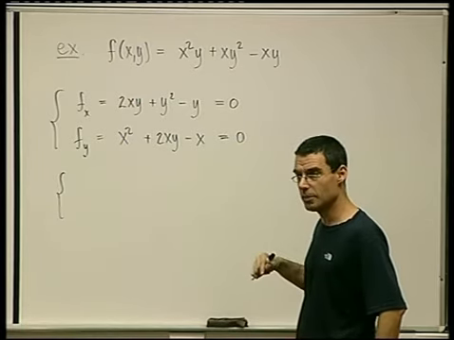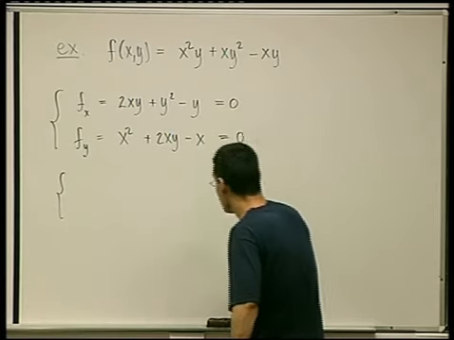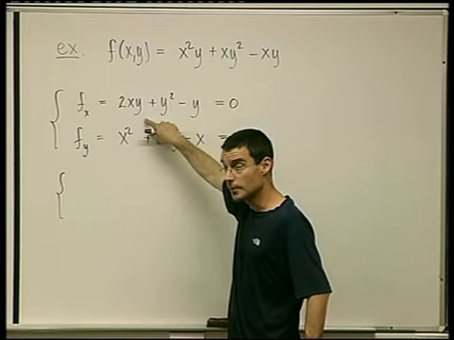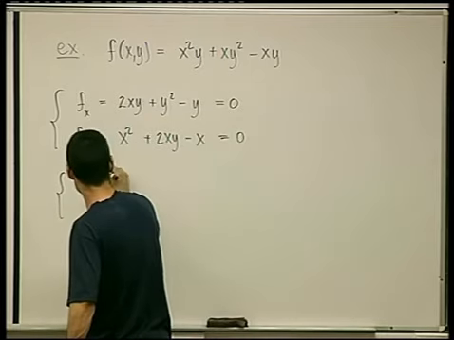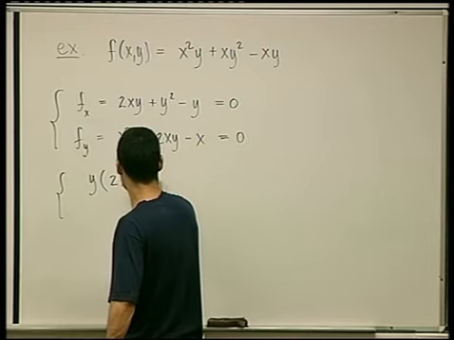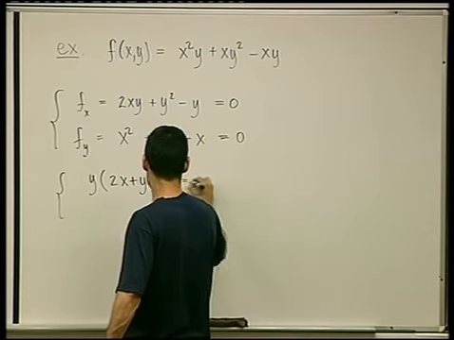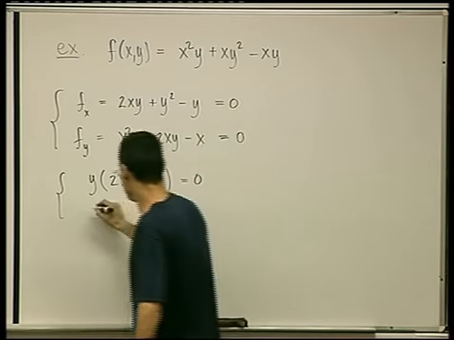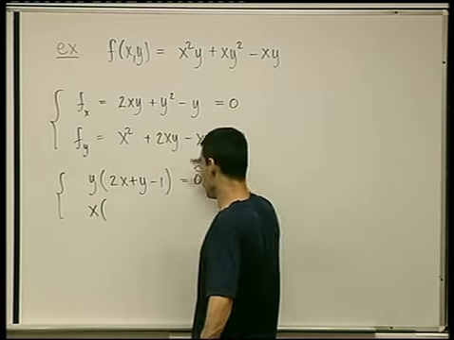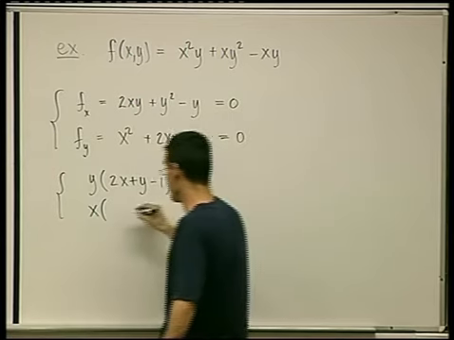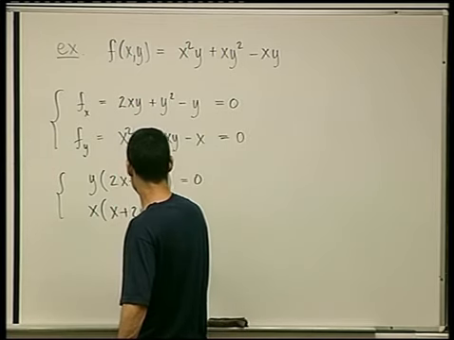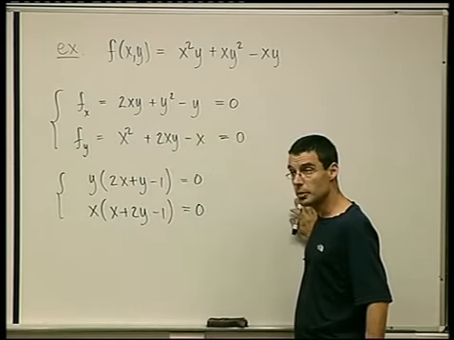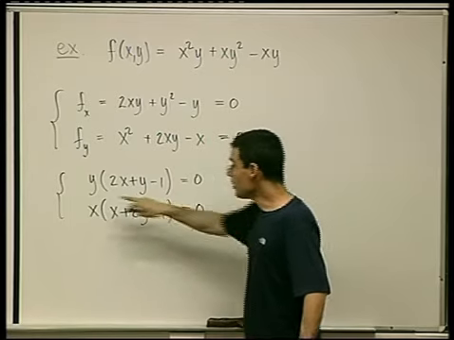Dialogue is very important, okay? So let's talk. Do you see that we can pull out a y as a factor from the first equation, making it y times (2x plus y minus 1) equals 0, right? And similarly, we can pull out an x as a common factor from the second equation. So we get x times (x plus 2y minus 1) equals 0. Do you agree?